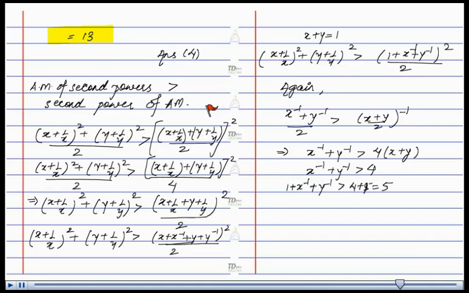Substituting this value back in the main equation, we get (x plus 1 by x) whole square plus (y plus 1 by y) whole square is greater than 5 square by 2, that is 25 by 2, that is equal to 12.5. So, the minimum integer value that we will get will be 13. And so, the correct answer is option number 4.